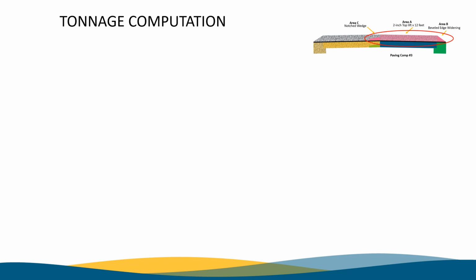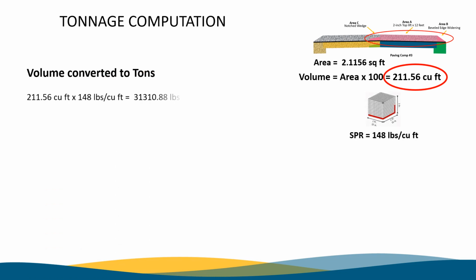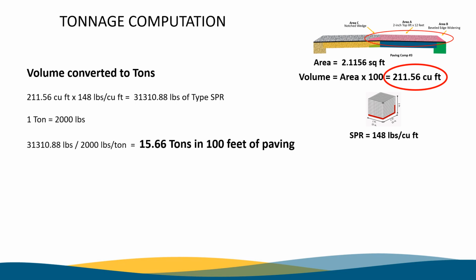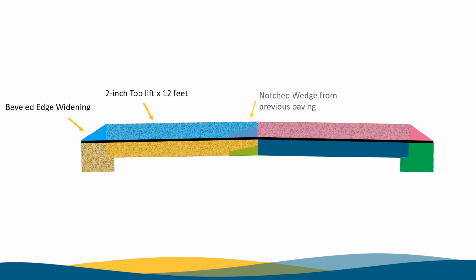Now we have the end area of 2.1156 square feet times the 100 feet to give us 211.56 cubic feet. Multiply this times the unit weight of the SPR of 148 pounds per cubic foot, then divide by the 2,000 pounds to get it into tons. That equals 15.66 tons per station. And finally, we will do the same computation for paving area number 4.